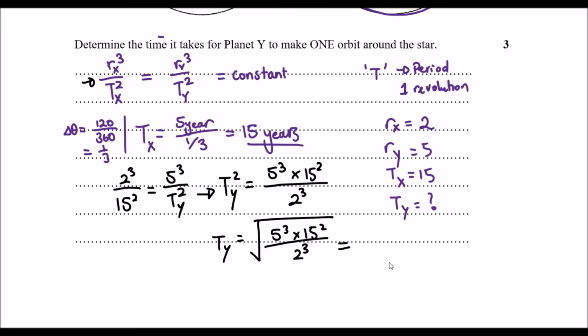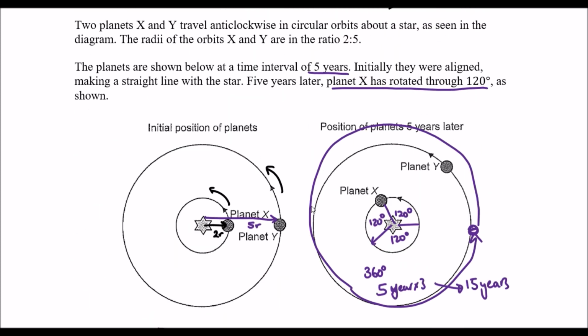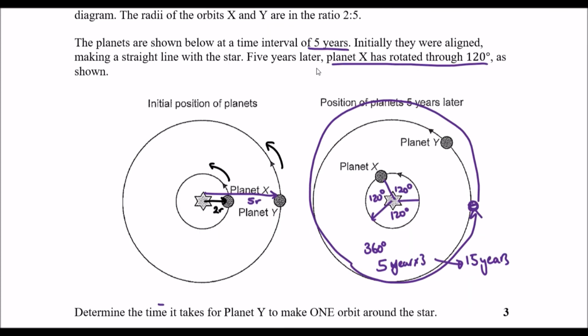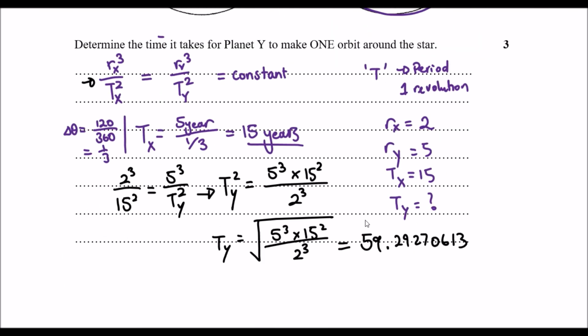And from there, that gives me a value of 59.2927... Let's look at the lowest significant figures provided in the question. Well, it's a bit hard to tell because we're doing it in years. So realistically, it is 59.29 years. But if we want to round it off to whole numbers, it's roughly 59 years for planet Y to have a full rotation.